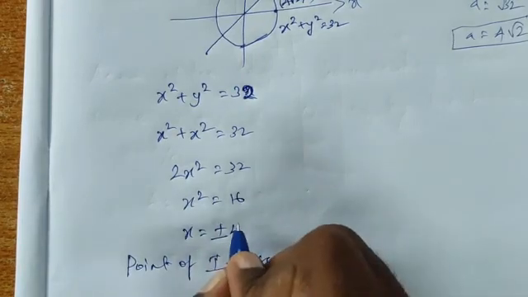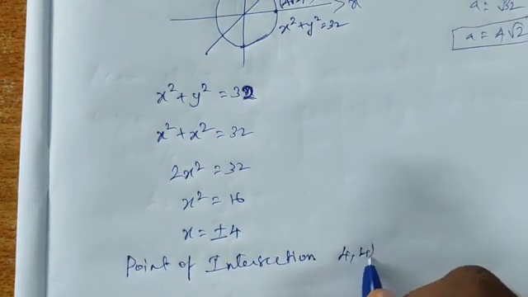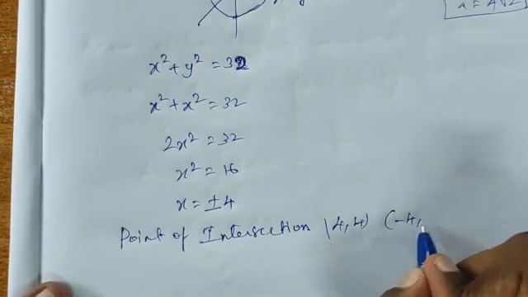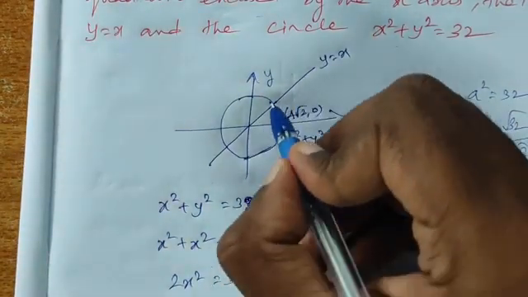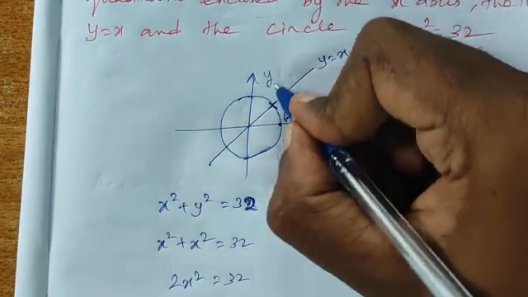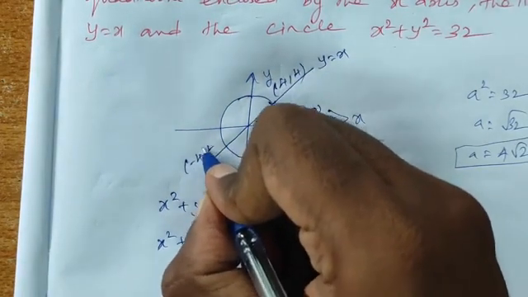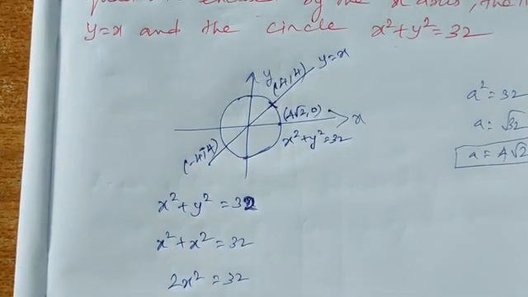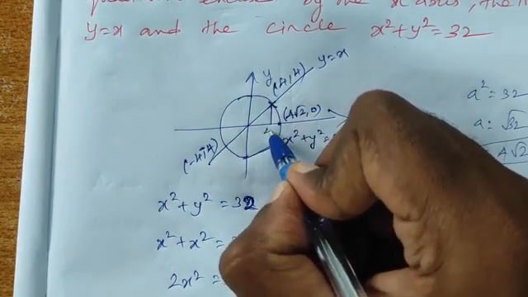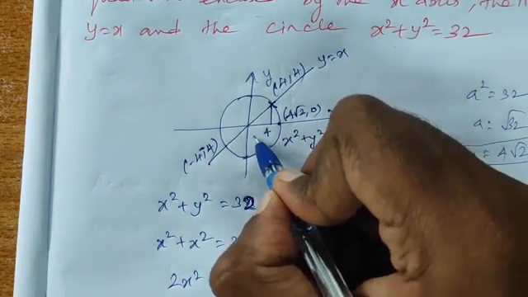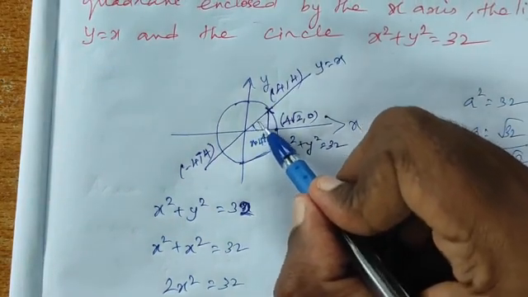So x is 4, y is 4 because y is equal to x. So (4, 4) and (-4, -4). The line intersects the circle in the first quadrant and third quadrant. So here (4, 4) lies in the first quadrant and (-4, -4) lies in the third quadrant. So now listen here, this is the intersection. The value of x here is equal to 4. Now these two parts we have to find the area.